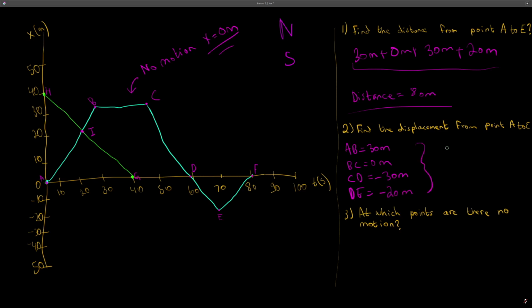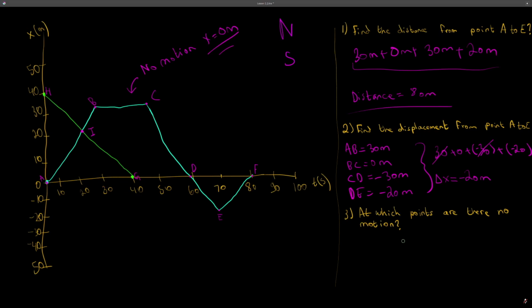Now when we find displacement, we add them. So 30 plus 0 plus negative 30, and then plus negative 20. And then we get 30 cancels 30, and the displacement, so delta x is equal to negative 20 meters. And we should specify the direction, so it moved south, or east of south, so east of south.